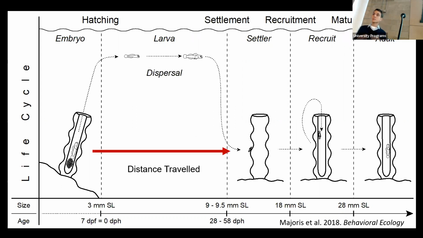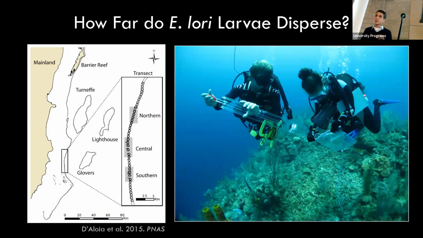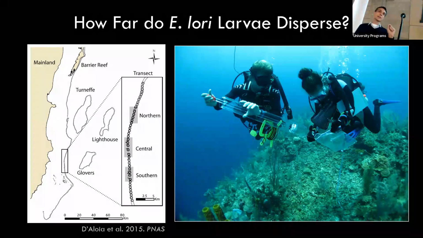Okay, so our research group was initially interested in measuring how far Elori larvae disperse away from their parents between hatching and settlement. So we went along the reef and used this giant syringe, which is aptly called a slurp gun. We can go up to the sponge tubes and suck the gobies out of their sponge tube to collect them and take a tiny tissue sample.